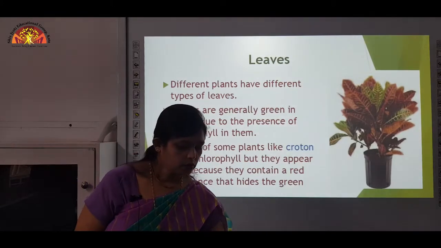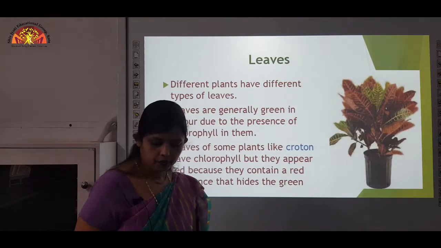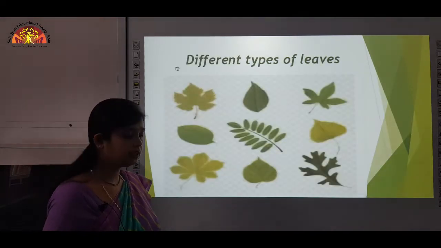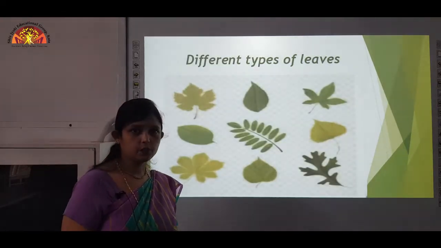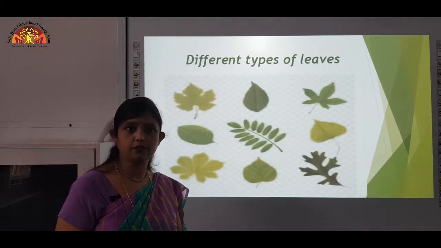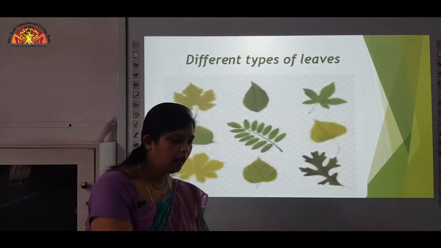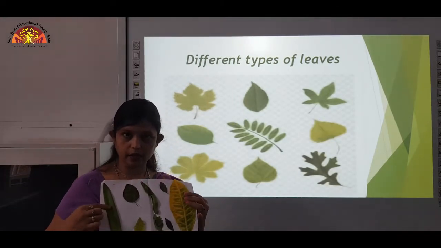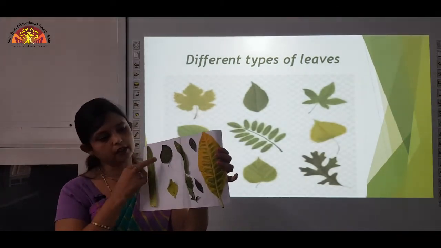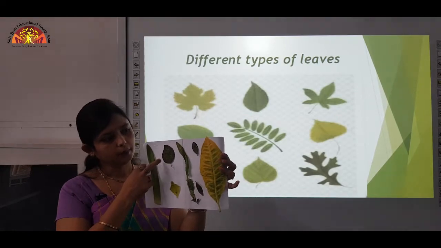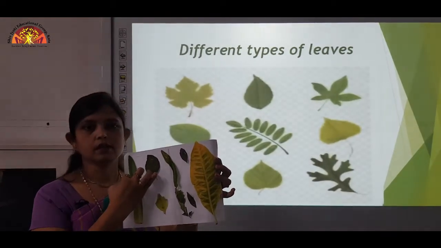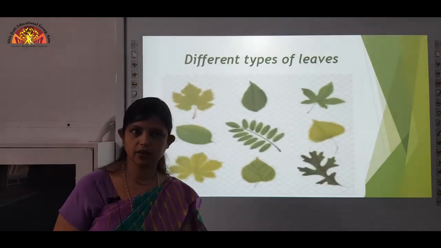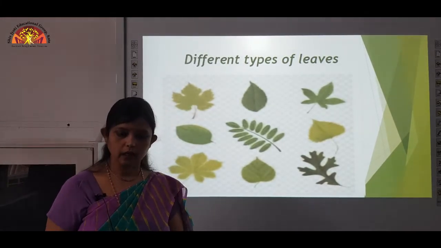Okay. So now we come to the next, that is, different types of leaves. As we can see the variety of leaves in various types of plants, you can have a look here also. Some leaves are elongated, some are oval in shape, some are very small, some are long. So a variety of leaves are there and we can identify the plant with the help of their leaves.